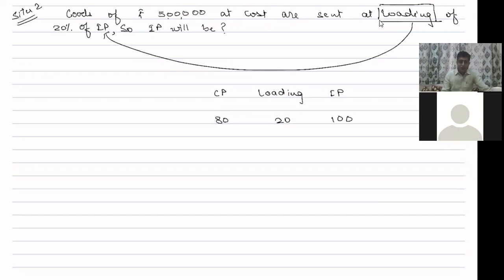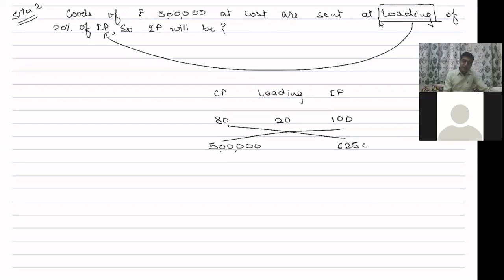So accordingly, if you'll observe now, still my cost remains at 5 lakh. The invoice price is not given at 5 lakh. Cost is given at 5 lakh. So if cost price is 80, what will be equal to 100? That again comes to 6,25,000.